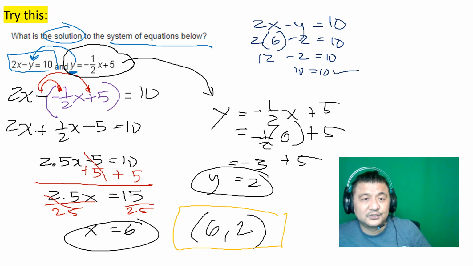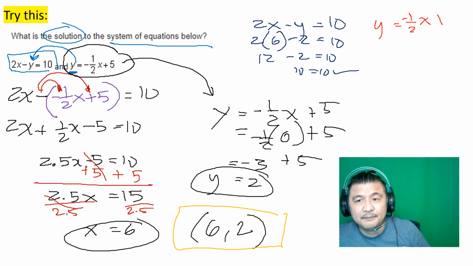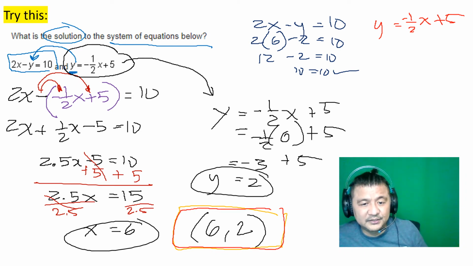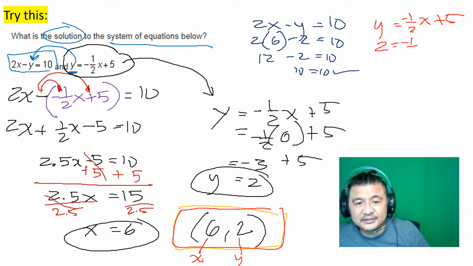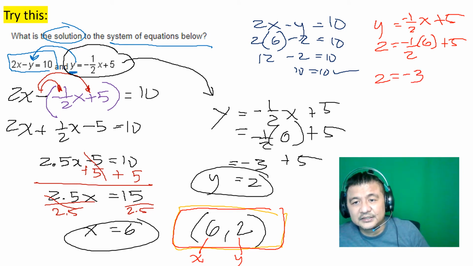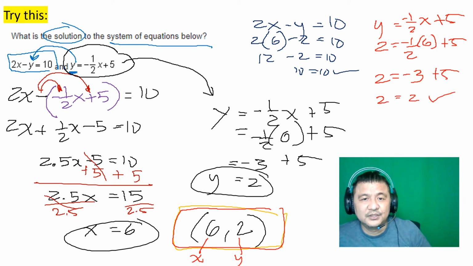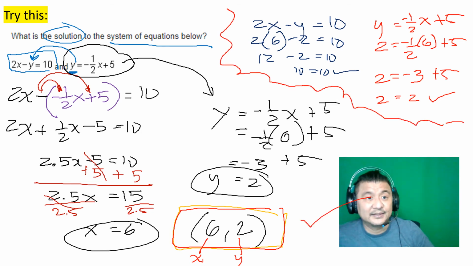Let's use the other equation. y is equal to negative 1 half x plus 5. Now, instead of writing y, where do I get those x and y? Remember here, if you're confused, this is the x and this is the y. Instead of writing y, I write 2. Instead of writing x, I write what? 6. And then plus 5. This becomes half of 6 is 3, negative, plus 5, 2 is equal to 2. That makes sense. So here we are checking. The checking guarantees that my answer is correct.